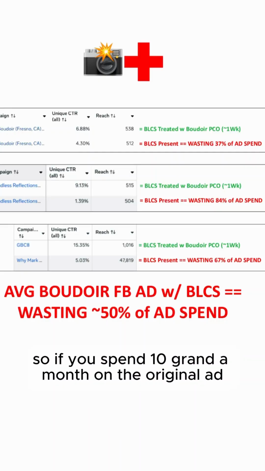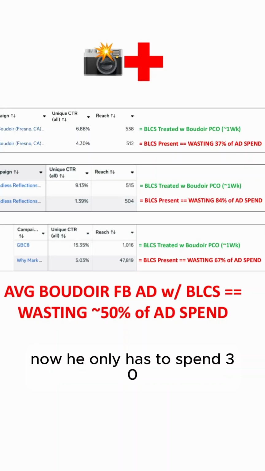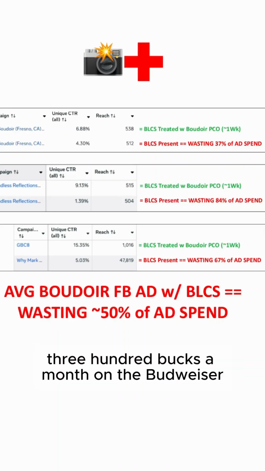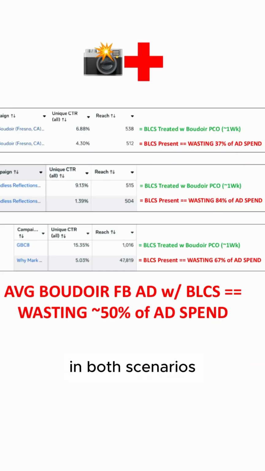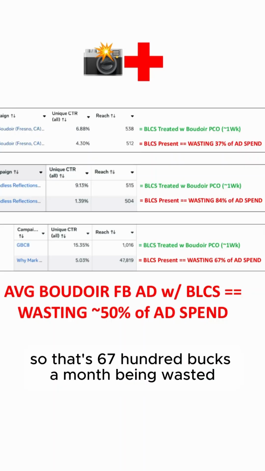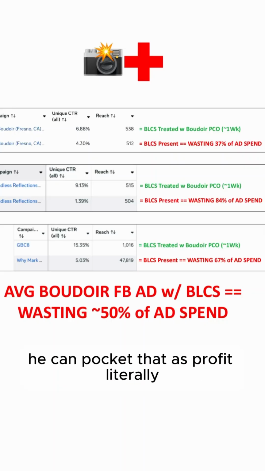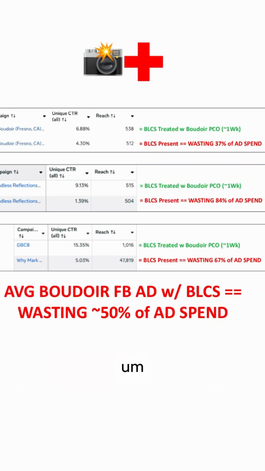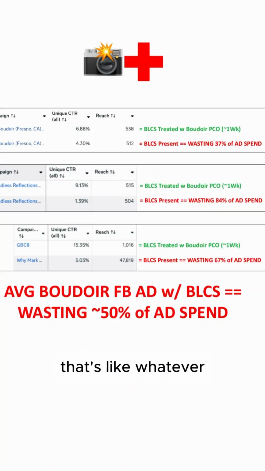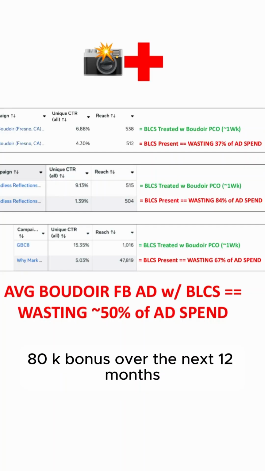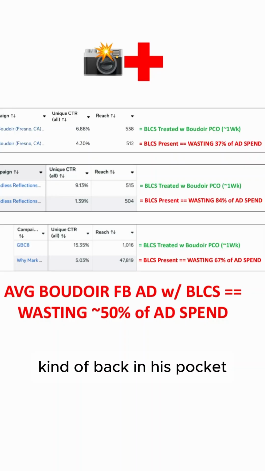So if he's spending 10 grand a month on the original ad, now he only has to spend $3,300 a month on the Boudoir Pico treated ad, and he gets it into the same number of women's brains in both scenarios. So that $6,700 a month being wasted, he can pocket that as profit, literally every single month. So it's like an 80K bonus over the next 12 months, kind of back in his pocket.